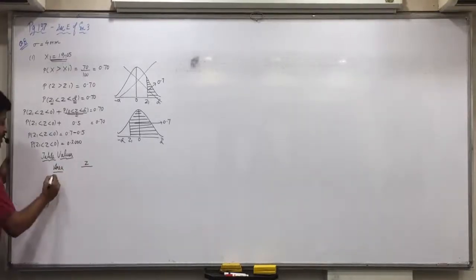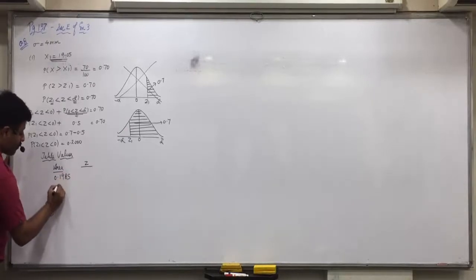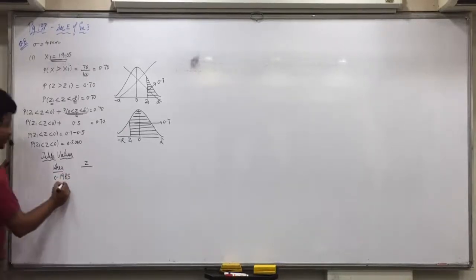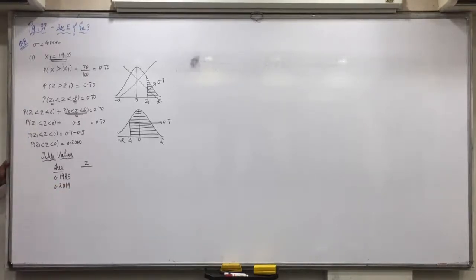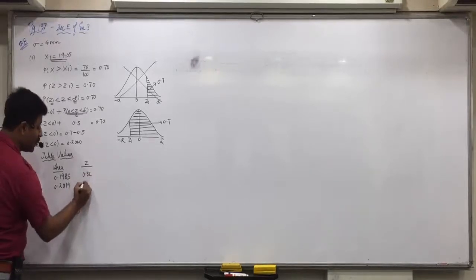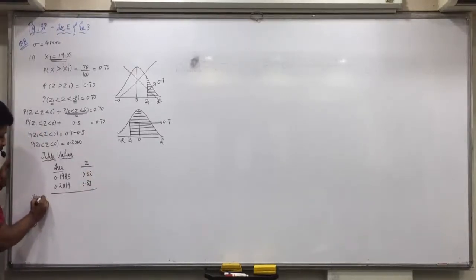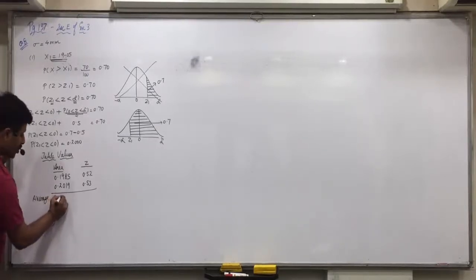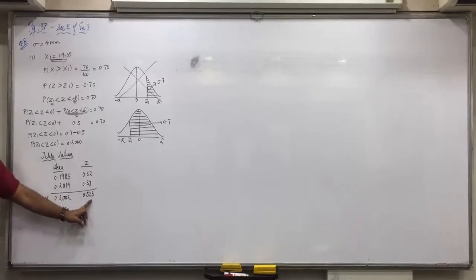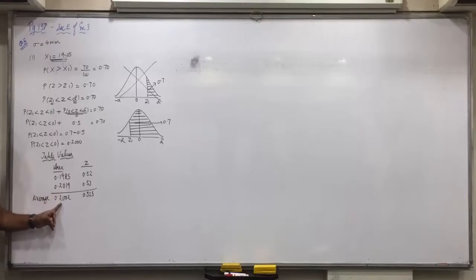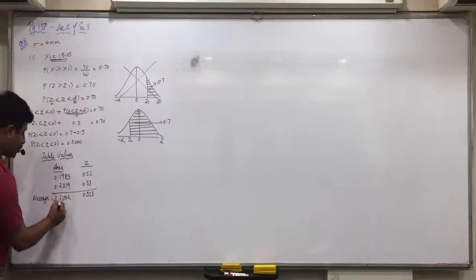Area and Z. 2000 comes between 1985 and 2019. 0.52 and 0.53. Average. 0.52 and 0.53 divided by 2, 0.525. 1985 plus 2019 divided by 2, 2002. Which is the closest? Closest to 2000 average, 2002 is closest to 2000.